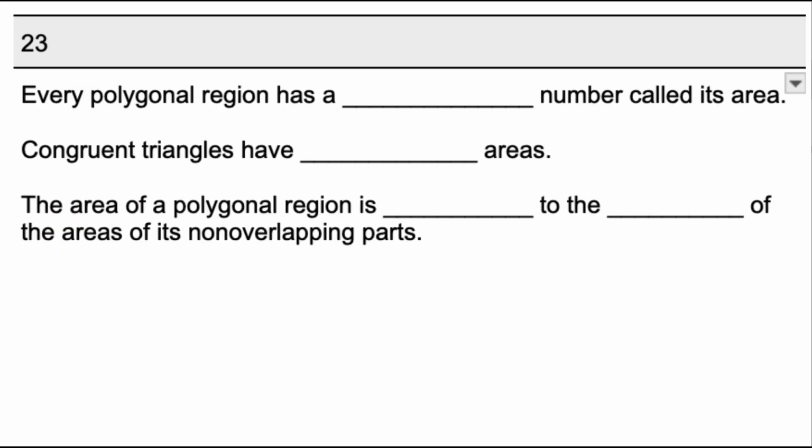23. Every polygonal region has a number called its area. Now, areas are always positive numbers. Congruent triangles have equal areas. And the area of a polygonal region is equal to the sum of the areas of its non-overlapping parts.